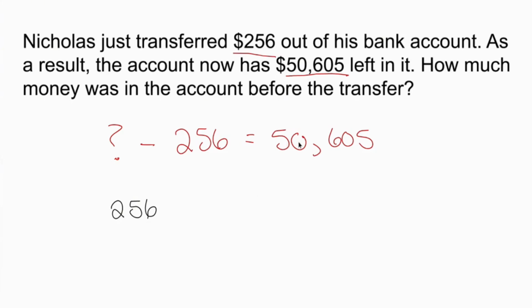So we are going to add 256 plus 50,065. Make sure you write everything in order. Place value, of course, is very important. So everything's all lined up. And we're going to add these two numbers.